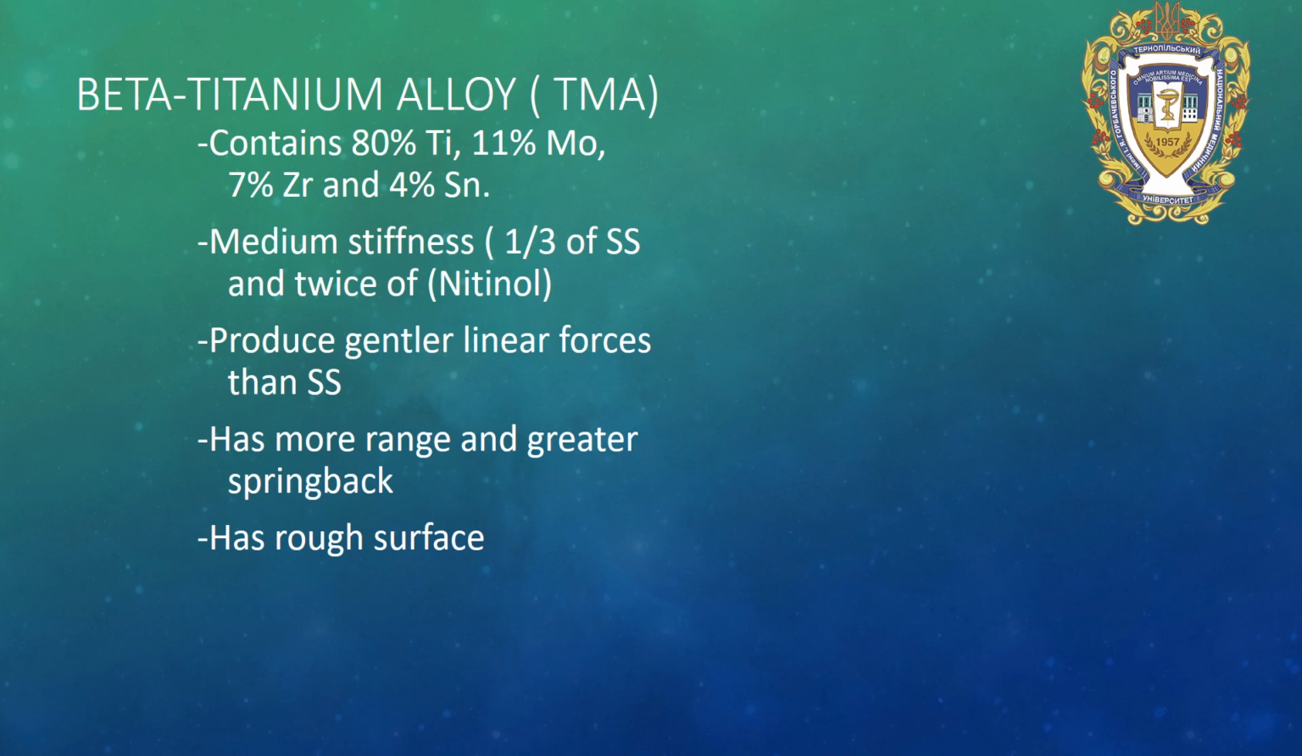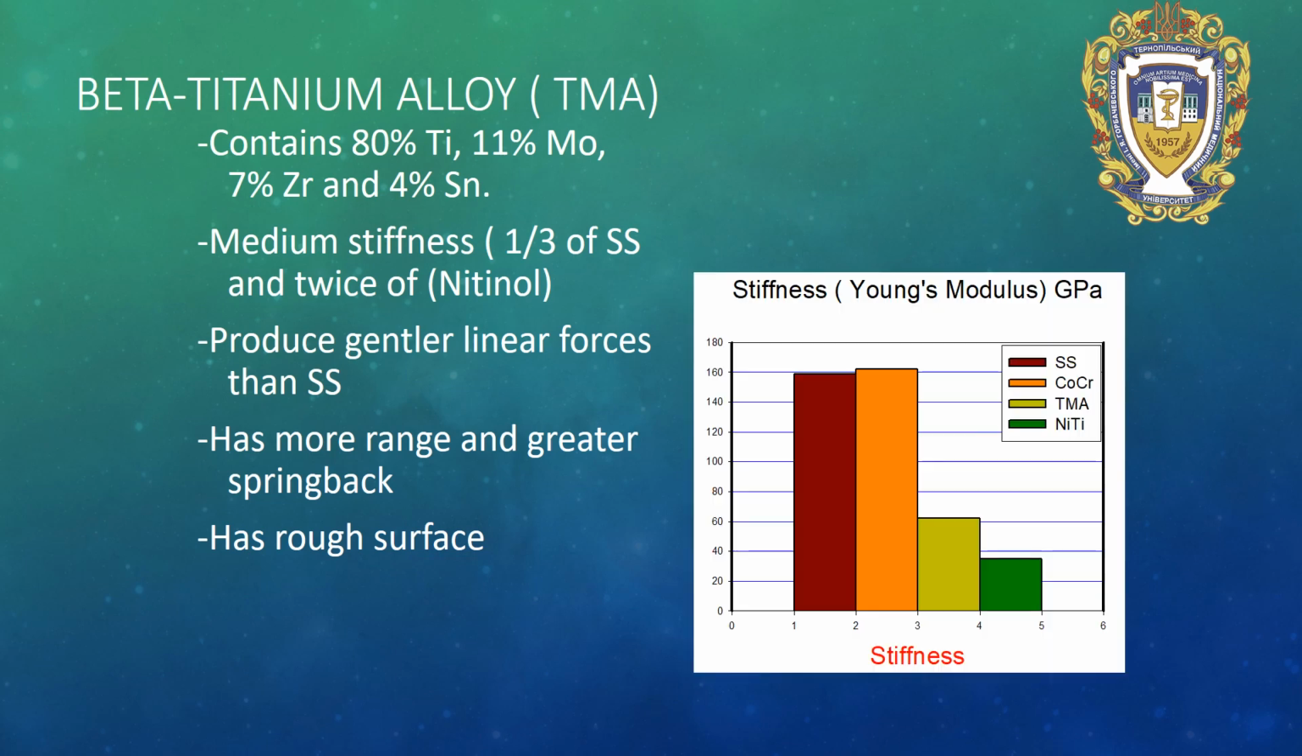Beta titanium alloy, TMA, titanium molybdenum alloy. Medium stiffness, produces gentler linear forces than stainless steel, has more range and greater spring back, has a rough surface. The diagram with comparison of different stiffness with different archwire materials: stainless steel, cobalt chromium, titanium molybdenum and nickel titanium.